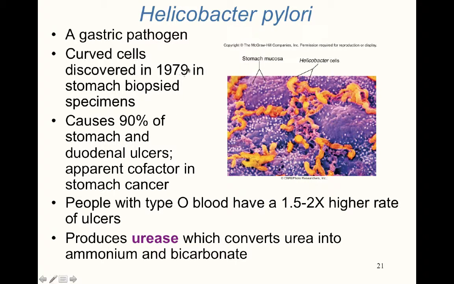So what we know now is that it causes 90% of stomach and duodenal ulcers, and also it seems to predispose individuals to stomach cancer. People with type O blood have 1.5 to 2 times higher rate of developing an ulcer, and the most important virulence factor here is an enzyme called urease, which converts urea into ammonium and bicarbonate.